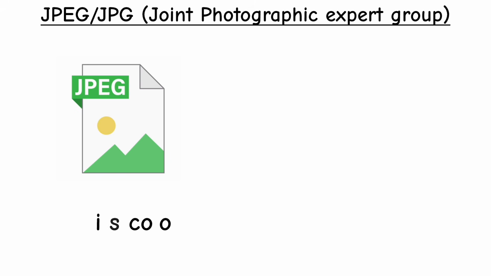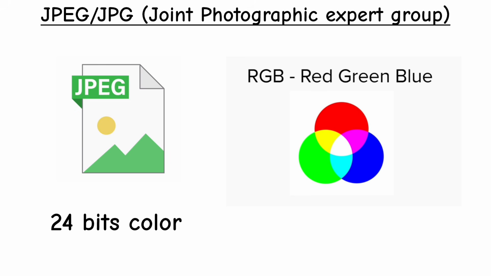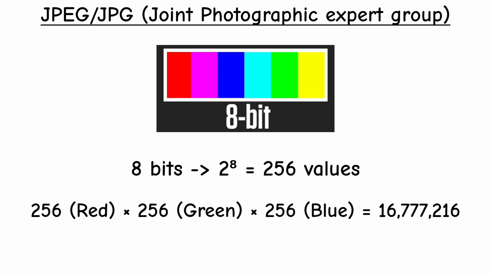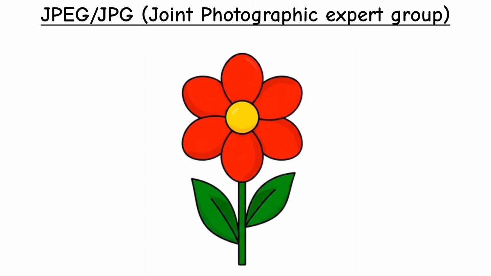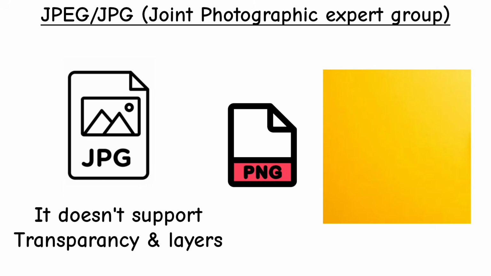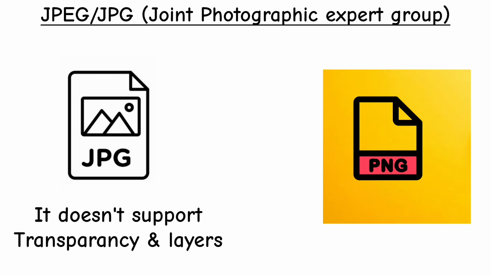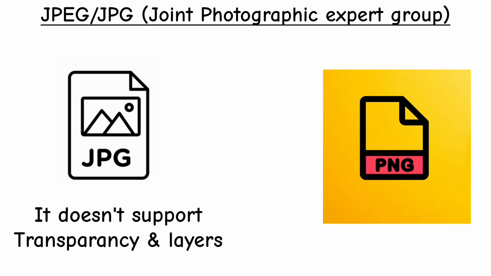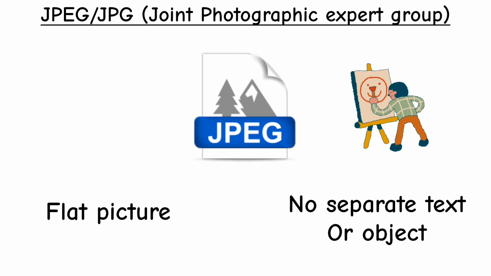JPEG supports 24-bit color, meaning each pixel is made from 8 bits of red, green, and blue. An 8-bit channel can store 256 possible shades, and when you combine red, green, and blue, that adds up to about 16.7 million different colors. This is why photos look smooth and realistic in JPEG. However, JPEG does not support transparency, so you can't have see-through parts like in a PNG. And it also doesn't support layers. Every JPEG is just one flat picture with no separate text or objects to edit later.